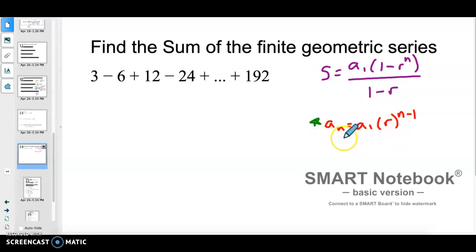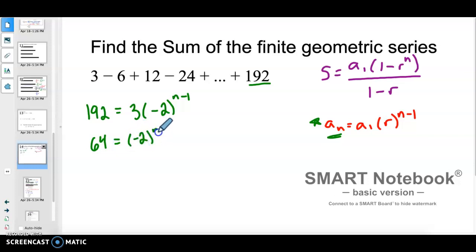So if I wanted to use this to help me solve for n, the last term is what I would plug in. So I would plug in 192 equals a1, which is 3, r is times by -2, raised to the n minus 1. So then I could divide both sides by 3. So I get 64 equals -2 to the n minus 1.